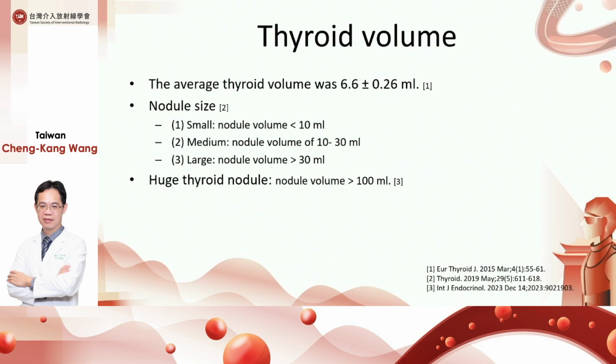Thyroid nodule volumes are defined as follows: a small nodule has a volume of less than 10 milliliters. Medium nodules range from 10 to 30 milliliters, and large thyroid nodules exceed 30 milliliters. Huge thyroid nodules are defined as those with a volume greater than 100 milliliters.